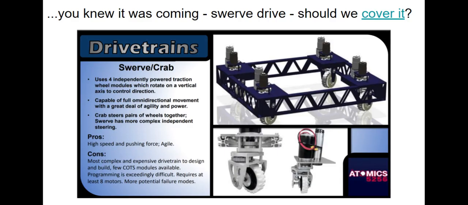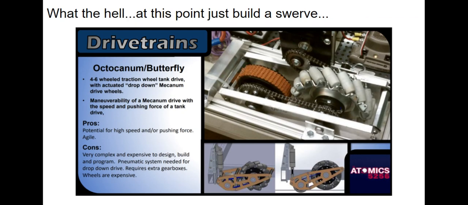Okay. So the last drivetrain, once it comes up on screen, is very interesting to say the least. The last one is called Octonum, or some people call it Butterfly. By far a bad drivetrain, okay? Because it's just not good, and it's really complex to make. Basically, each wheel has both a traction wheel and a mechanism wheel mounted to it, and using pneumatics, you're able to switch which one is facing the ground.